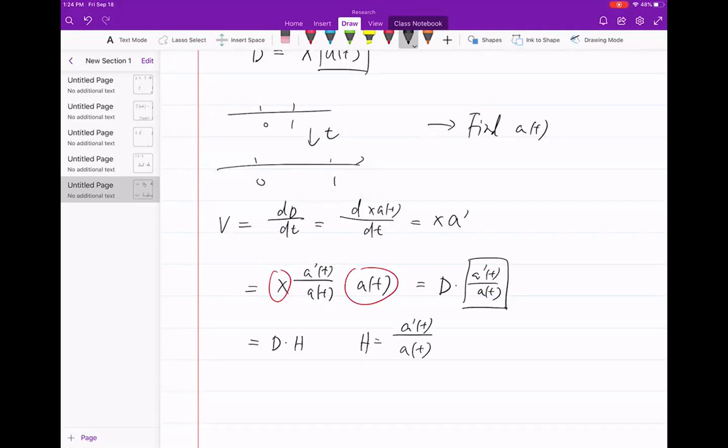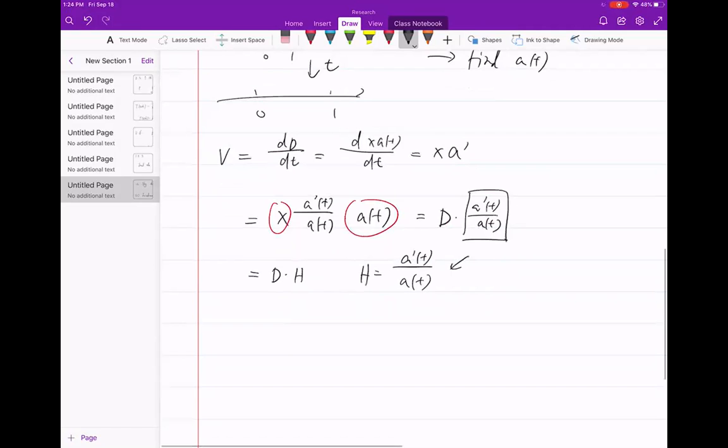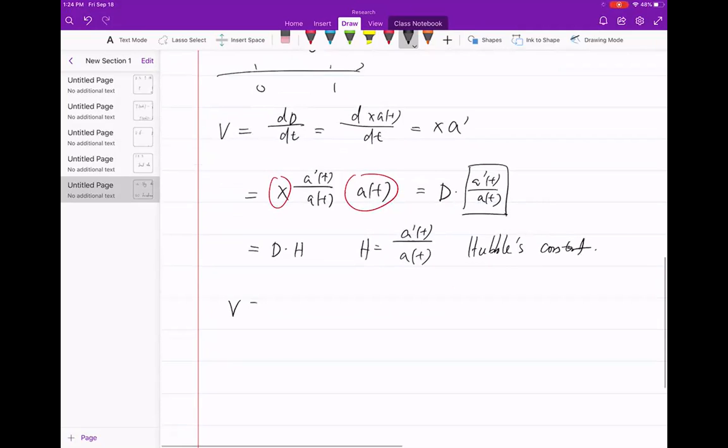Does anybody know the name of this constant here? Hannah? Hubble's constant. That's Hubble's constant. So what we're really saying is your velocity is going to be d times a constant. The h is Hubble's constant. That means the further you are, the faster you move away.